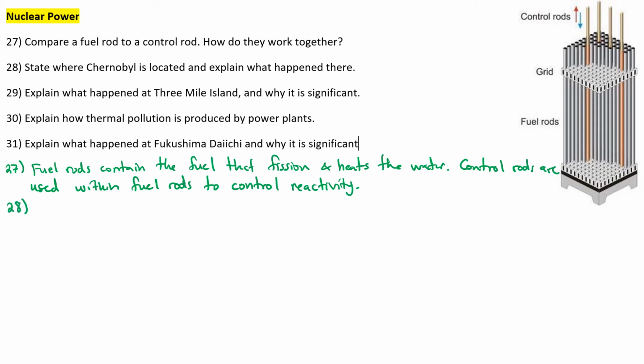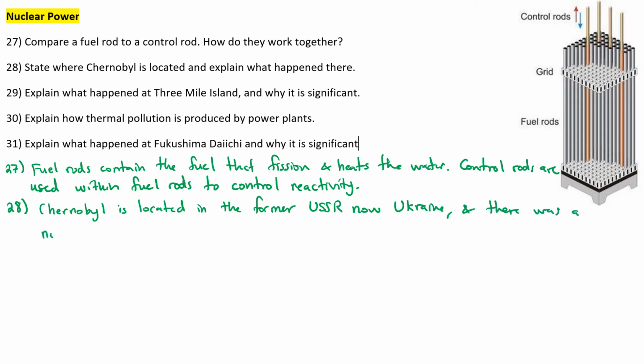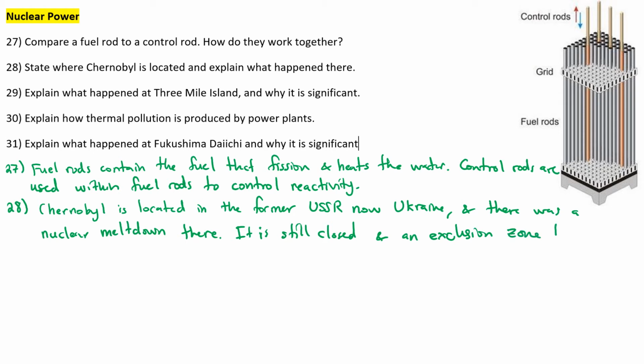Number 28. So we have state where Chernobyl is located and explain what happened there. So Chernobyl is located in the former USSR, now Ukraine, and there was a nuclear meltdown there. It is still closed and in an exclusion zone today.